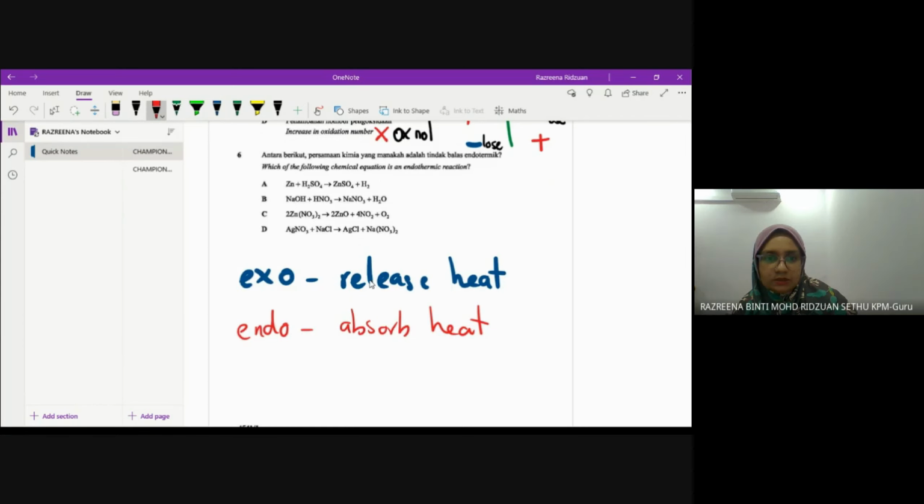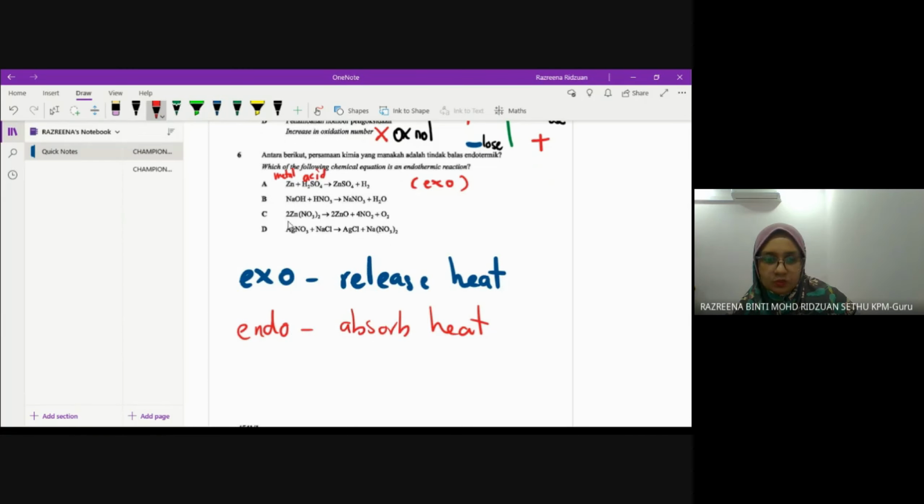All right, let's look at this one. This is acid plus metal. The first one, acid plus metal, is an exothermic reaction. Then the second one you have acid and an alkali, such as sodium hydroxide.